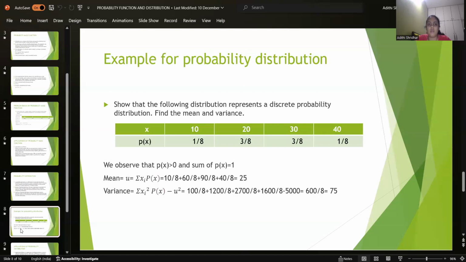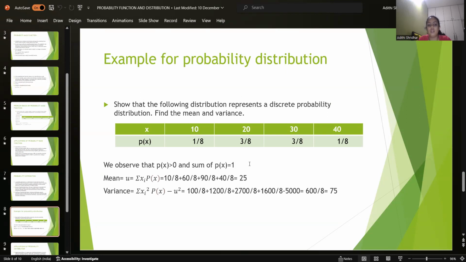Let's see a problem on probability distribution. Show that the following distribution represents a discrete probability distribution. Find the mean and variance. So the table is given as x and p(x). The values of x are 10, 20, 30, 40, and values of p(x) are 1 by 8, 3 by 8, 3 by 8, 1 by 8. We observe that p(x) is greater than 0 and the sum of p(x) is equal to 1, from the probability mass function.